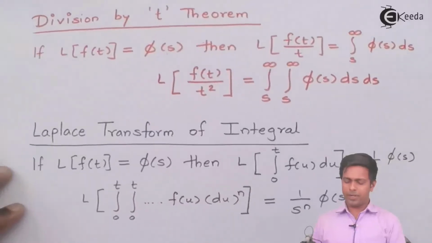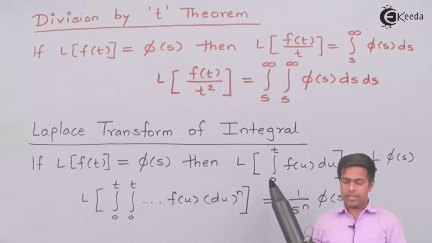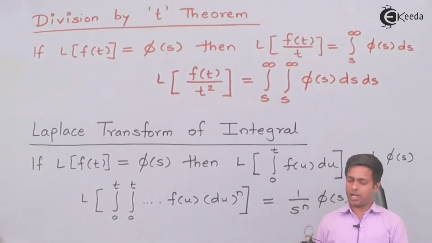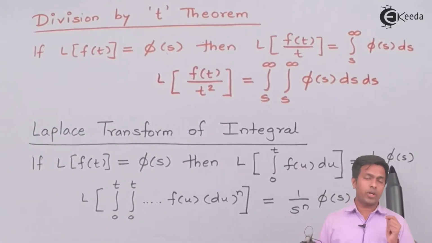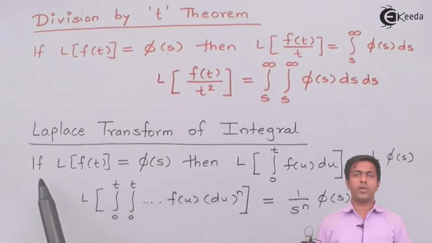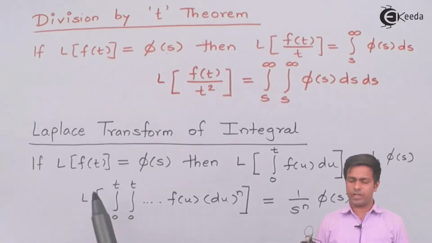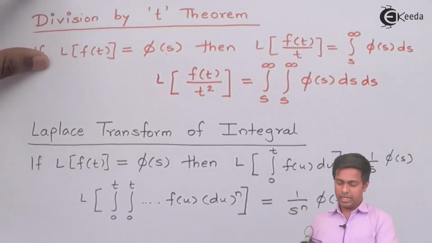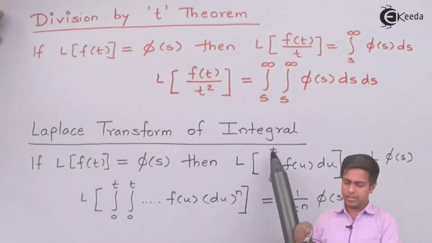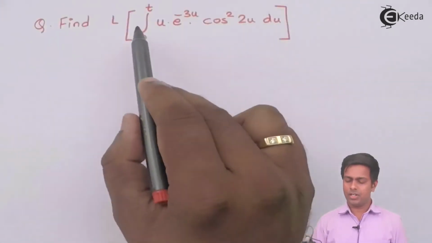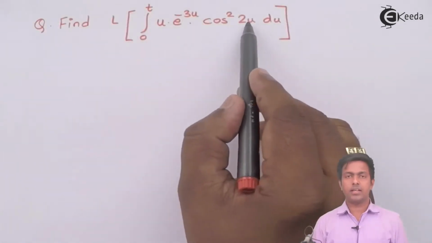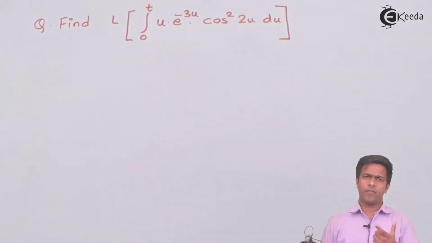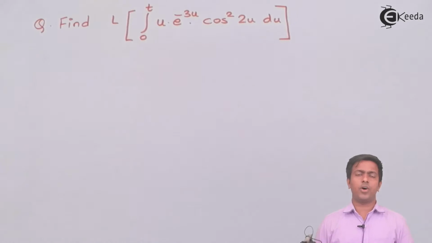So as per the property, the Laplace of integration 0 to t f of u du is given by 1 upon s phi of s, and to get phi of s we have to find out Laplace of f of t, and guys, f of t is nothing but f of u. So in our case, if I compare this term with the question, then f of u is u e raised to minus 3u cos square 2u, and for that I will find out the phi of s.